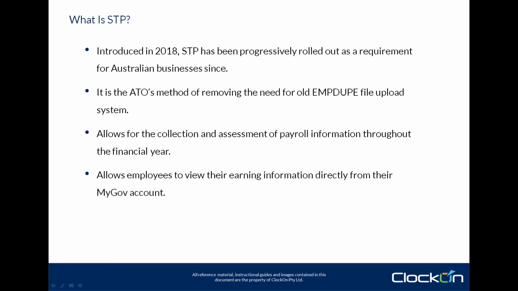Introduced in 2018, STP has been progressively rolled out as a requirement for all Australian businesses. It was to replace the old EMP-DUPE file upload system where you had to upload a file and then issue out group certificates to all your employees. So no longer needed. It allows for the collection and assessment of information throughout the financial year rather than just at the end for the ATO's purpose. And it also allows the employees to view their information directly from their MyGov portals.